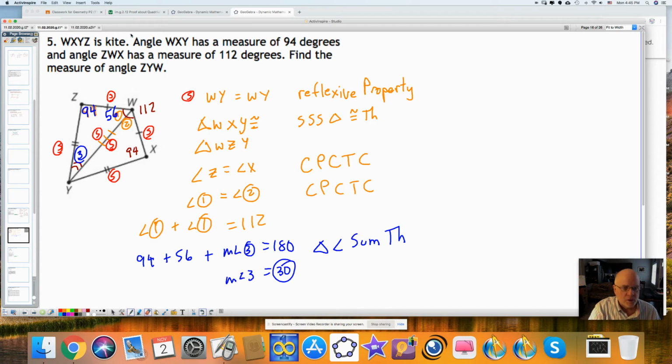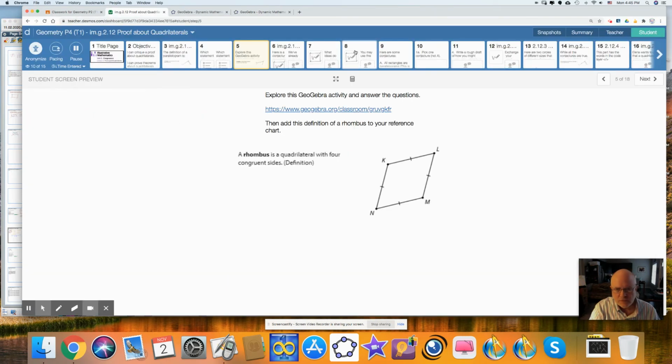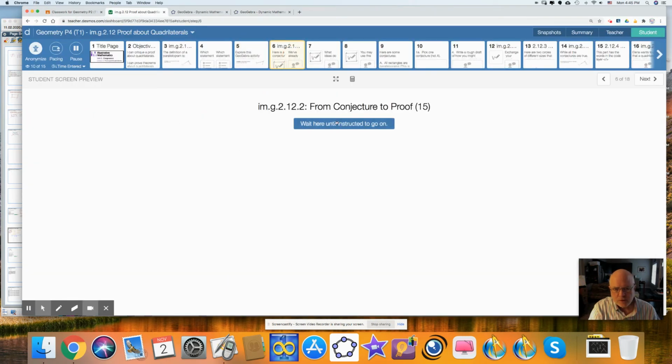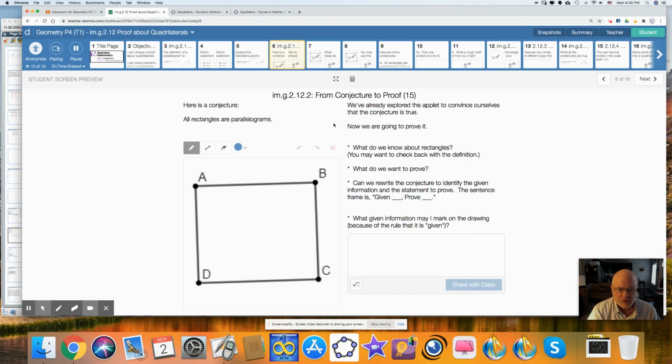So going back to our lesson here. From conjecture to proof. Here's a conjecture. Now, this is where I demonstrate for the next 3 pages. I demonstrated this. All rectangles are parallelograms is the conjecture. To write this as a proof, first of all, what do we know about rectangles? We know they have 4 right angles. What do we want to prove? We want to prove that it's a parallelogram, which means we want to prove that both pair of opposite sides are parallel. We can rewrite the conjecture to identify what is given and what is proven.